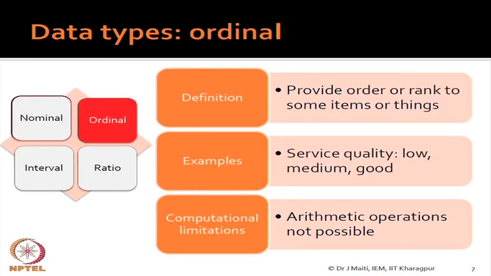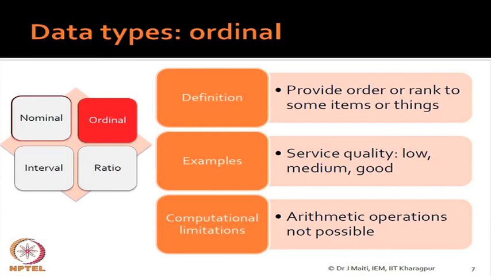The next data type is ordinal data. What is ordinal data? Suppose you have traveled by flight or train several times, or gone to restaurants where you have taken food, and you are given a feedback form. They ask you to rate food quality, service quality, room quality, from not satisfactory or totally unsatisfying to extremely satisfying. For the food, you can say taste-wise it is very good. When this type of ordering is there, this is called ordinal data.